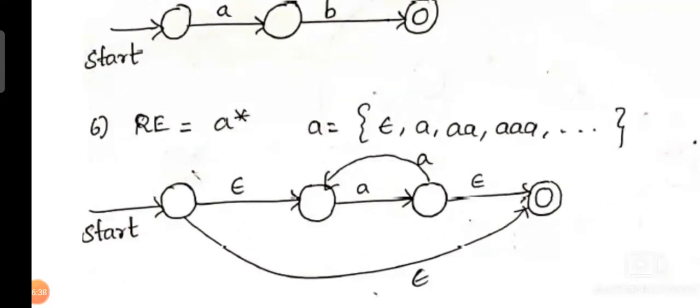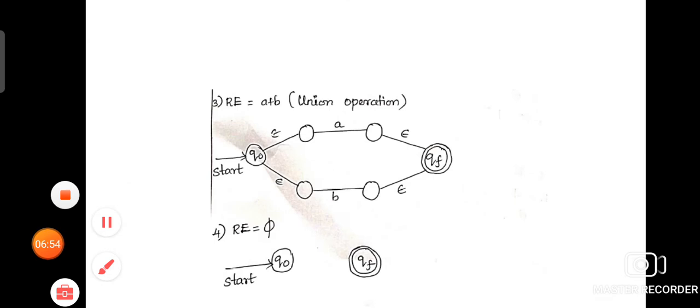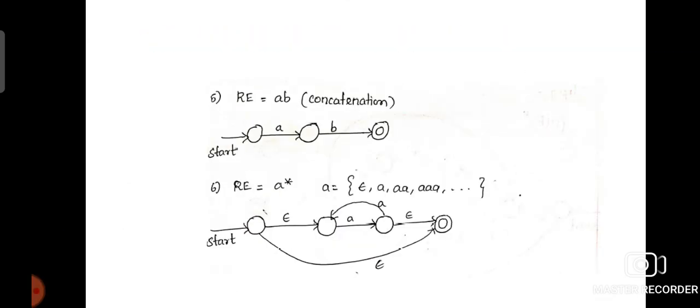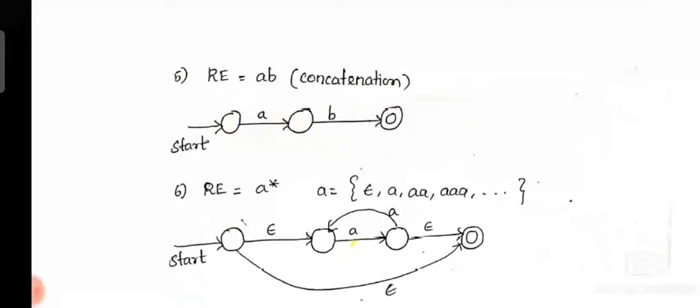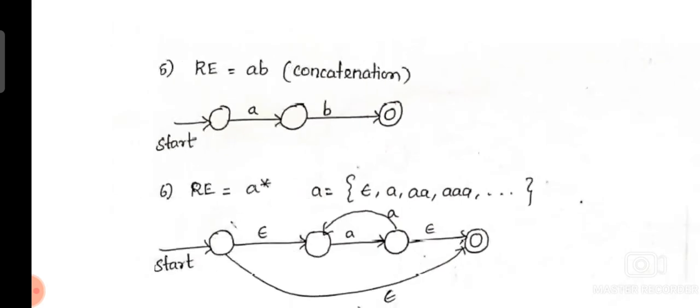That is, in the middle portion we have to draw two states, and in between that we have to apply A, and we have to draw the loop from the second state to the first state with the label A. Previously we have to extend the states with the epsilon symbols. So this is the basic, fixed structure for A star.